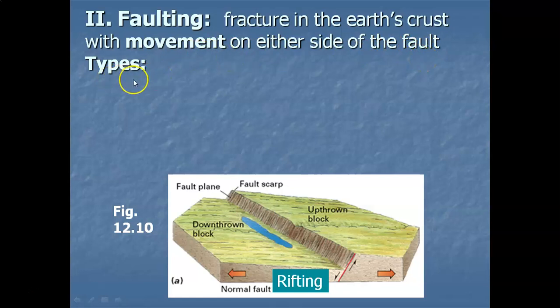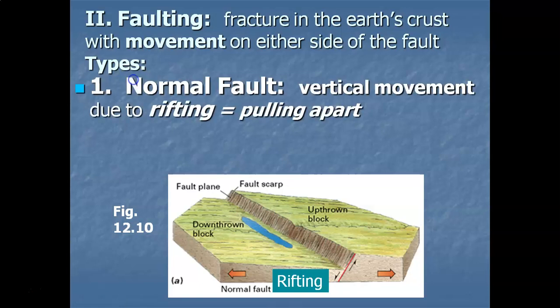Now, I'm only going to really give you two basic types of faults, the really common types. If you had a geology class, you would go over several more. The first one is called a normal fault, a very common type of fault. That's why it's called normal. It's kind of the normal situation. And the type of movement created along a normal fault is vertical movement, up and down movement.